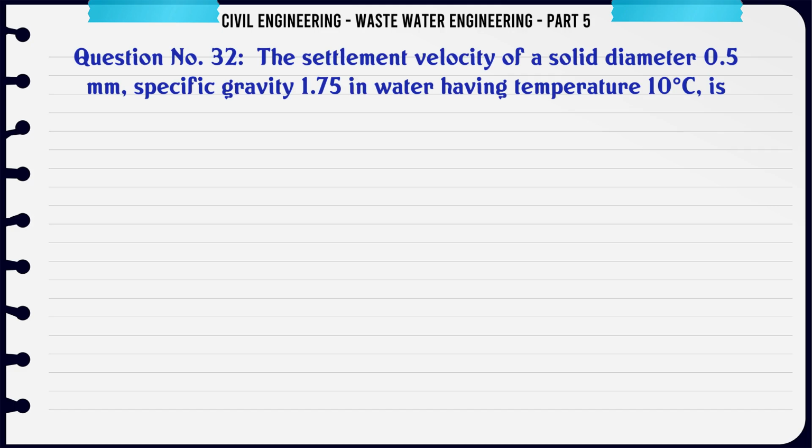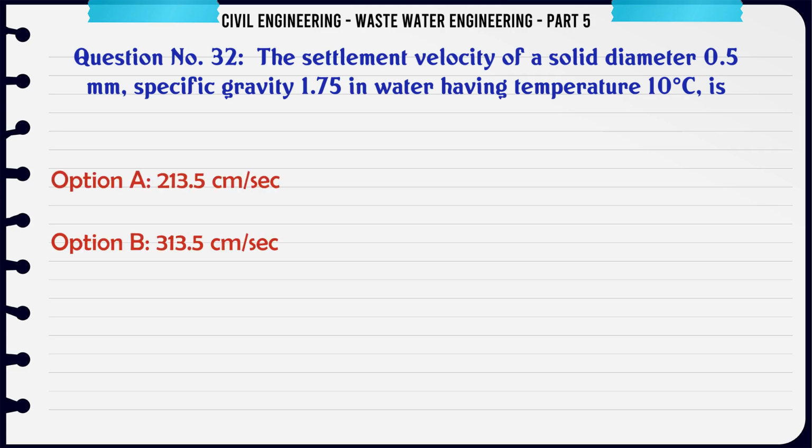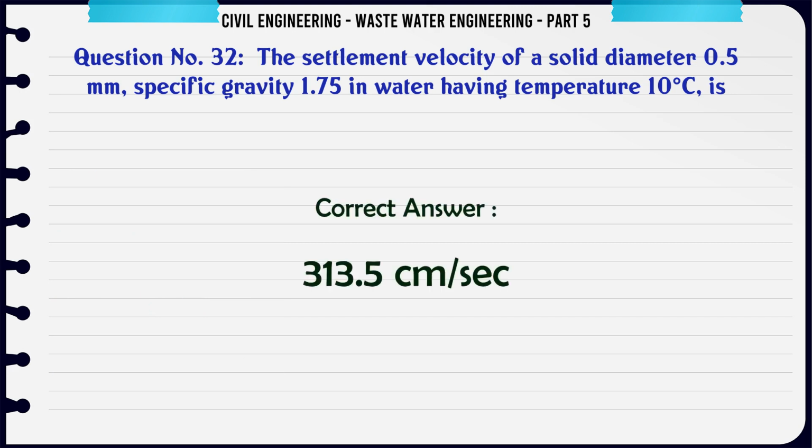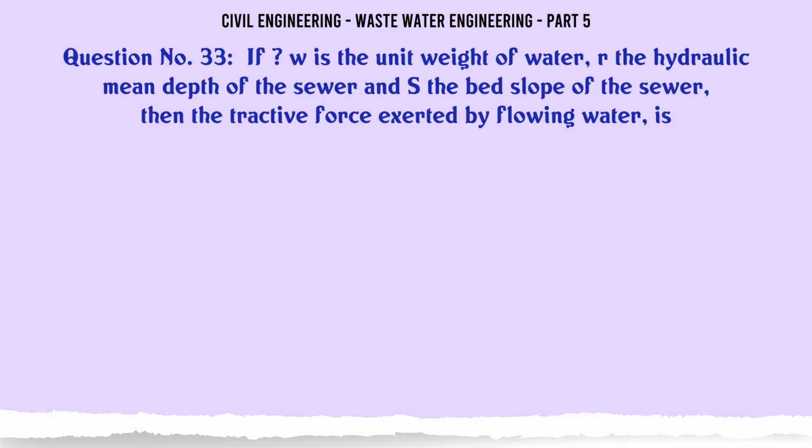The settlement velocity of a solid of diameter 0.5 mm, specific gravity 1.75 in water having temperature 10 C is A. 213.5 centimeters per second, B. 313.5 centimeters per second, C. 413.5 centimeters per second, D. 500 centimeters per second. The correct answer is 313.5 centimeters per second.